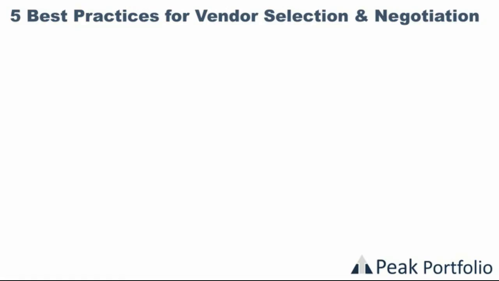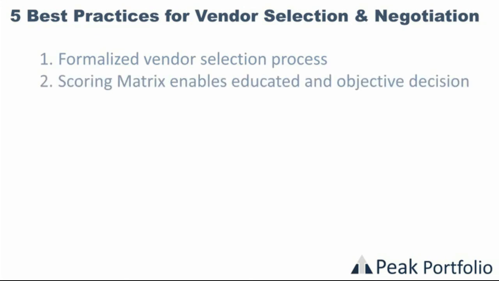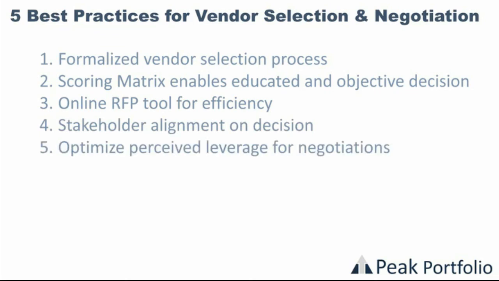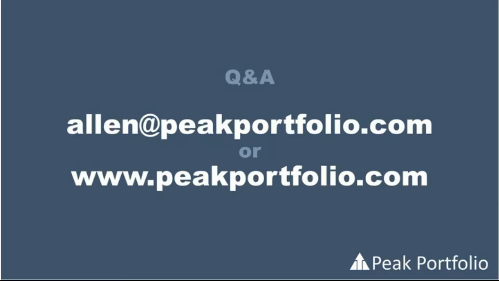So in summary, we've got 5 best practices. Formalize your vendor selection process. Use a scoring matrix to enable an educated and objective decision. Use an online RFP tool for efficiency. Make sure that you have stakeholder alignment on the decision. And last, optimize your perceived leverage for negotiations.